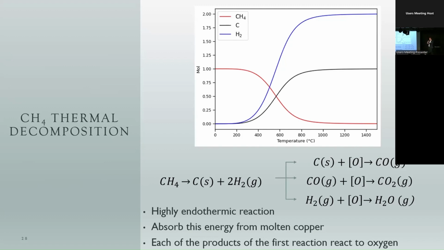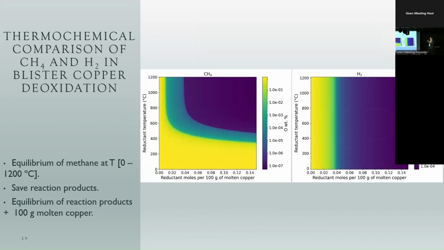So in a new set of calculations, we said, okay, let's try to introduce this plot into the previous one. How can we do it? First of all, we set the equilibria that we saw about CH4 at every single temperature from 0 degrees to 1200. And then the results that are coming from that equilibria, that are graphite and hydrogen, we set an equilibria with the blister copper that we saw. So at 0 degrees, we have no carbon and we have no hydrogen. So as we can see on the left, there's no reduction at all.